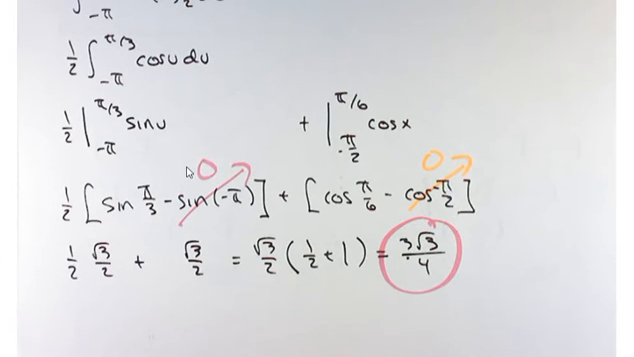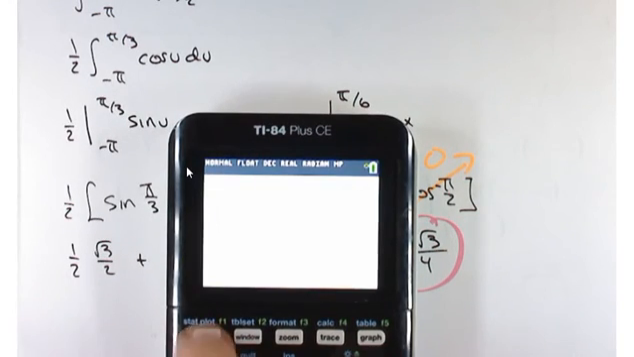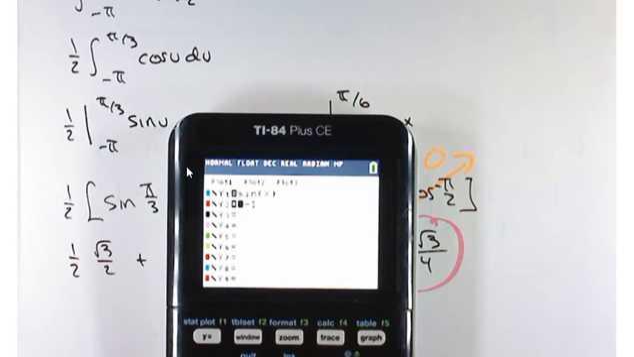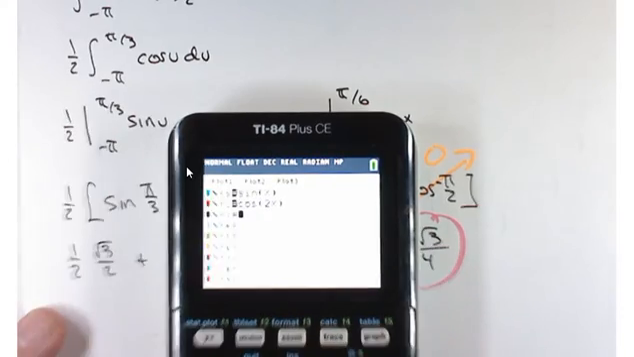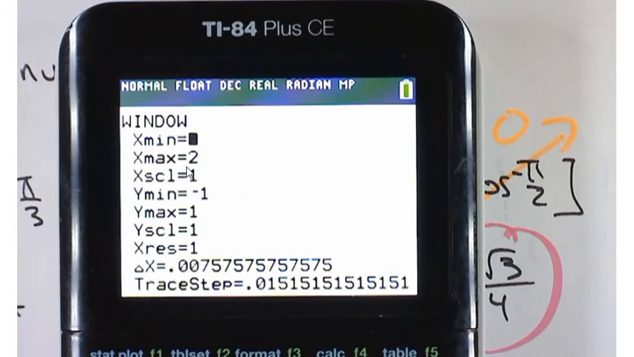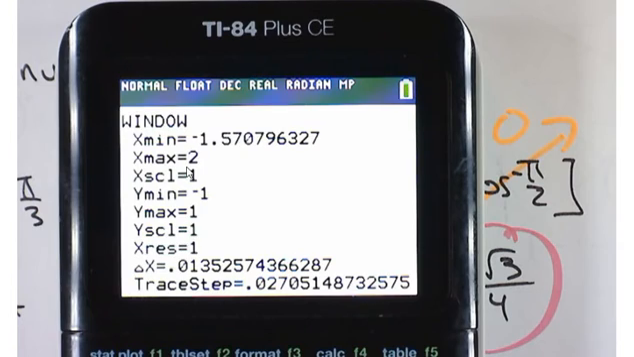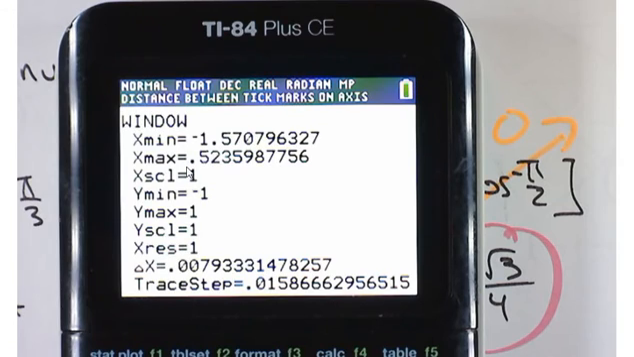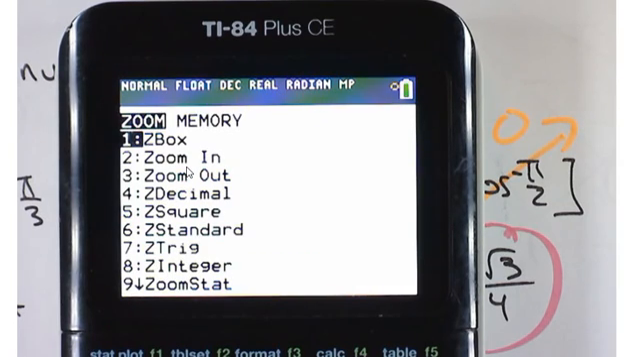If I wanted to graph this on my graphing calculator, let's put those two functions in here. Sine of x and then cosine of 2x. Now they give us our limits of integration here, so I'll just go from negative pi over 2 to pi over 2. Oh, no, pi over 6, right? Pi over 6. And then hit zoom 0, zoom fit. And that'll perfectly fit the graph here.